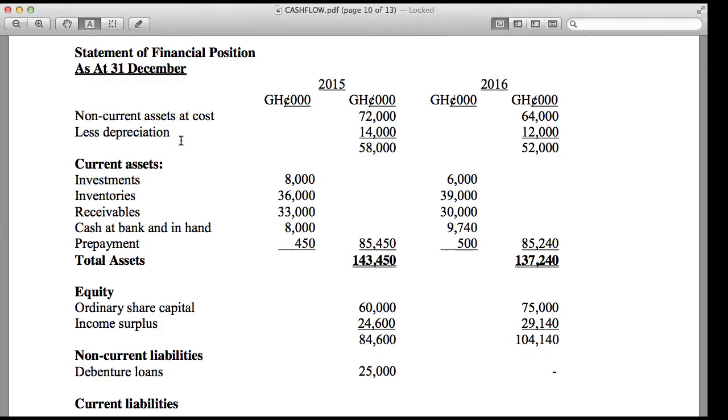50 Ghana cedis, or 50,000. This 50,000 is the additional amount that they've prepaid. They've subtracted it from the expense. So what do we do? We add back. When we add it to the expense, it means that we are subtracting it from the profit. It's an outflow. So that is it. Good.